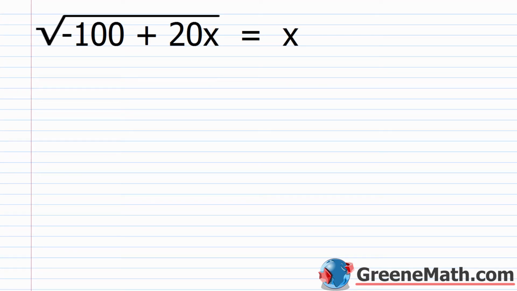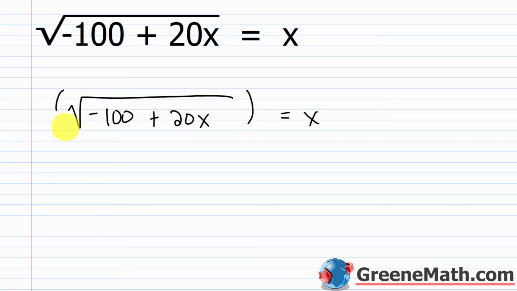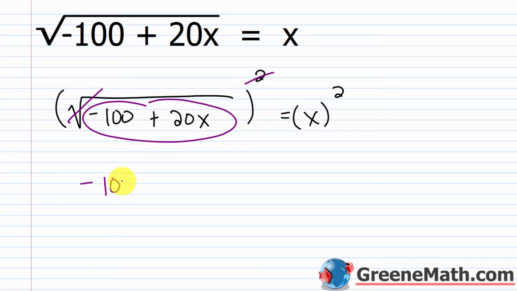So we have the square root of negative 100 plus 20x is equal to x. This is already isolated for us, so let's go ahead and just go into the step where we square both sides. So negative 100 plus 20x is equal to x. So I'm going to square this side, and I'm going to square this side. So this is going to cancel with this, and I'll just have this. I'll have negative 100 plus 20x is equal to x squared.